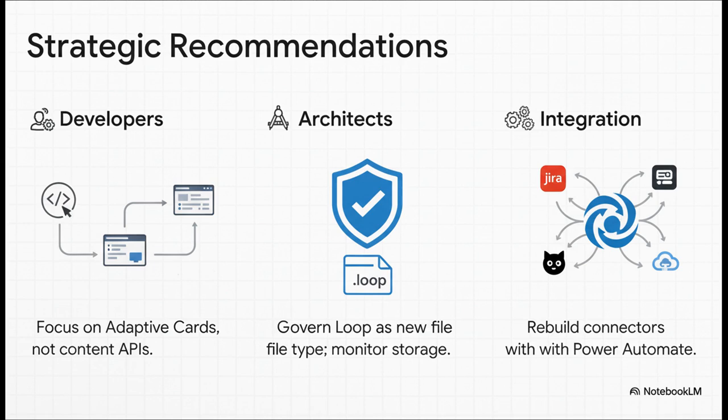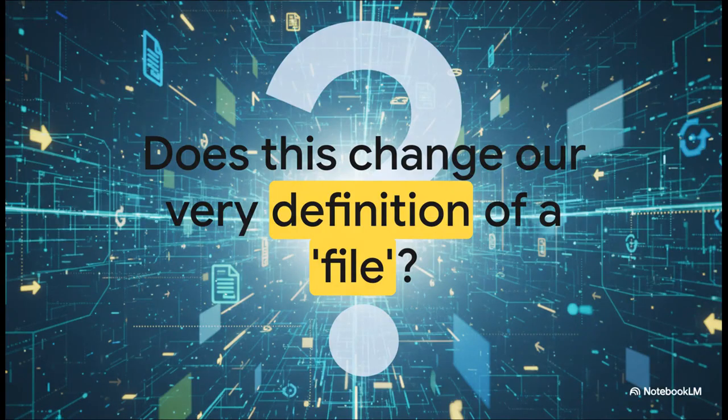For developers, that means stop waiting for a content API and start embracing adaptive cards. For architects, it means treat .loop files like any other new file type and apply your existing governance and DLP policies to them. And for integration teams, it's time to rebuild those old connectors using the power and flexibility of Power Automate.